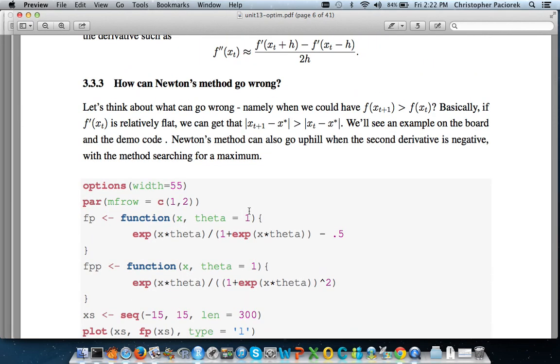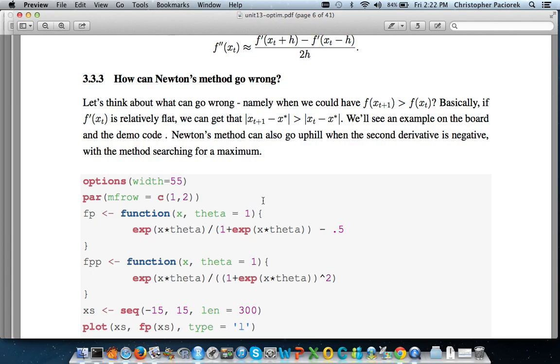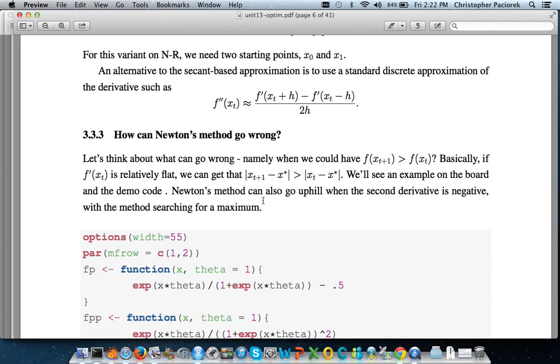Okay, so the next thing I wanted to talk about was to develop some intuition for when Newton's method can go wrong. One possibility is that, depending on what our function and what the derivative function look like, as we move along in these steps, I actually find that the value of the function at xt plus 1 is bigger than the value of the function at xt. That obviously means something's going wrong and we're not actually moving towards the minimum.